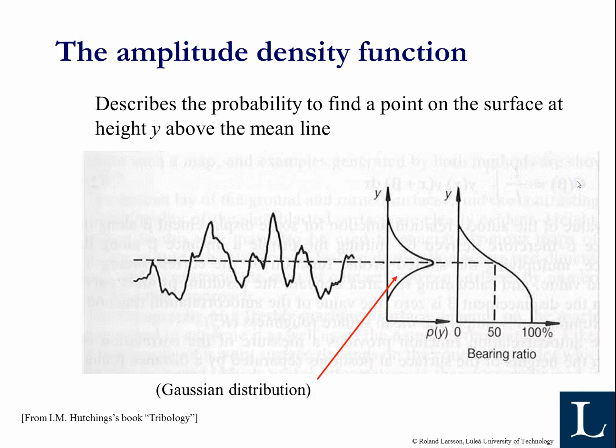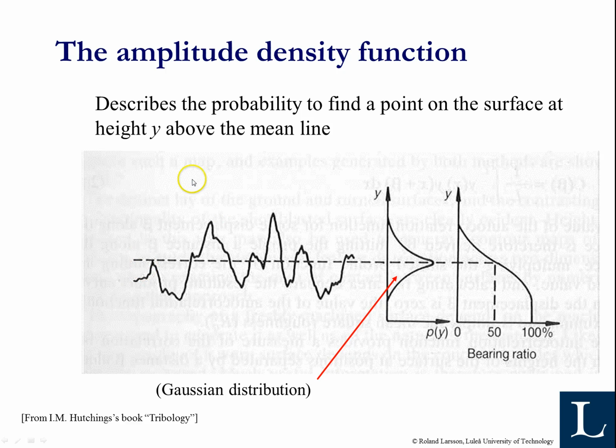So one better way to describe the surface roughness is to use the amplitude density function and the bearing ratio curve, which is also called the Abbott-Firestone curve. The definition of that is the probability to find a point on the surface at a certain height. So if you have a height profile like this, you establish your centerline average like this, and then you just count the probability to find the profile at a certain height.